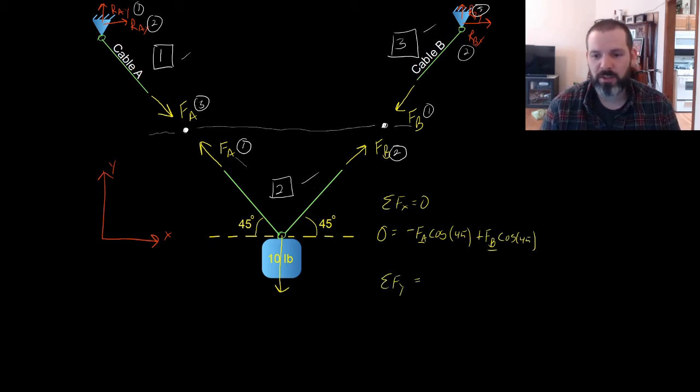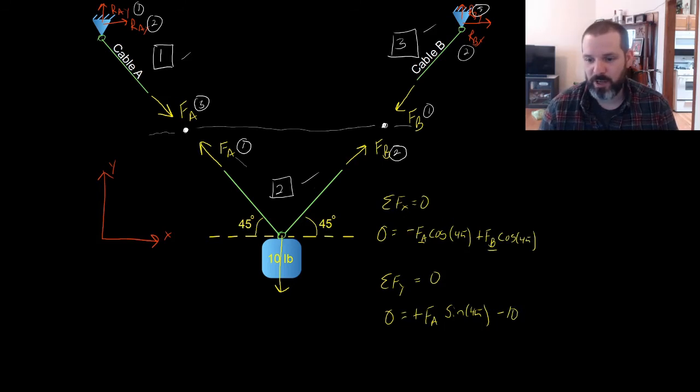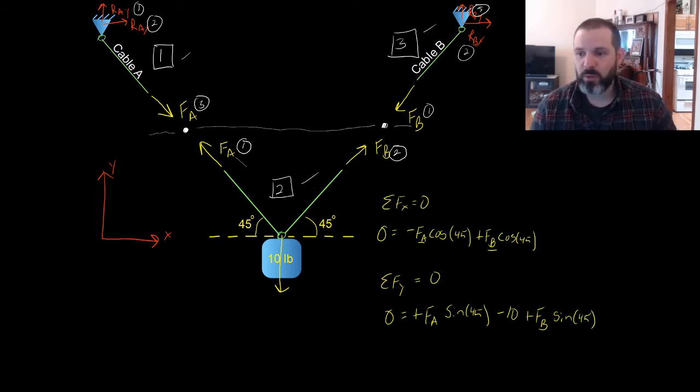Sum of forces in the Y have to equal 0. 0 is going to equal, FA is acting up, so I'm going to say plus FA sine of 45. 10 is acting down, minus 10. FB is acting up and to the right, so I'm going to say plus FB sine of 45. Now we have two equations and two unknowns. We can solve them simultaneously.